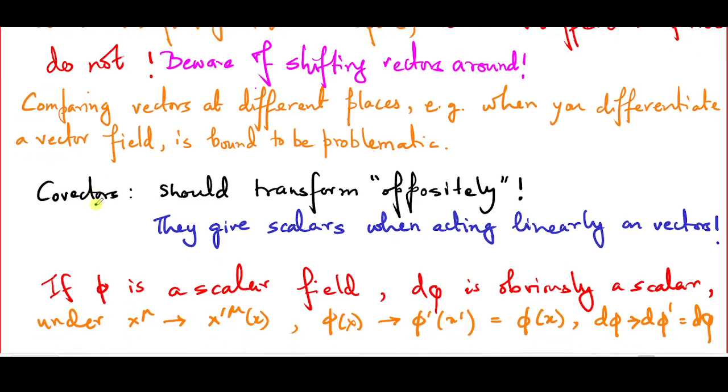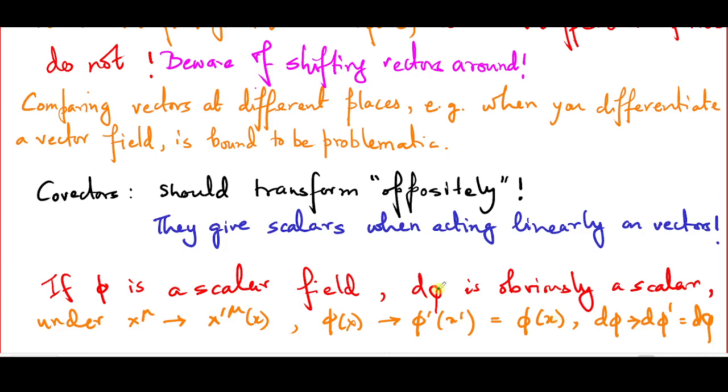Now, one example of a covector that comes about very naturally, especially in physics, is the following. We start with a scalar field phi. Then d phi is obviously a scalar. Under x^μ going to x'^μ, which is a function of x, phi of x goes to phi'(x'). And the important thing about a scalar field is that phi'(x') is equal to phi(x). Note that x' and x are coordinates of the same physical point. So what we are saying is that the scalar field changes as a function of its arguments, but has the same value at the same physical point.